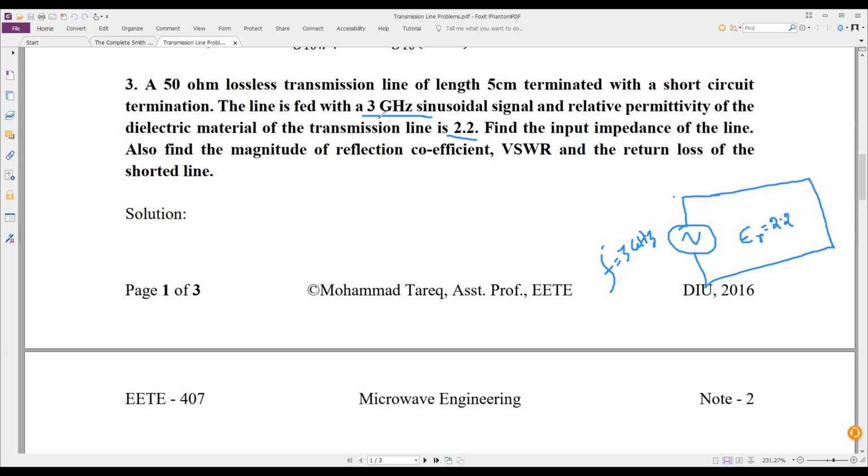And the 50 ohm is not the epsilon R, it is the characteristic impedance of the line. The epsilon R is 2.2, not 50 ohm. Now find the input impedance, that is Zin of the line. Also find the magnitude of the reflection coefficient, VSWR, and the return loss of the shorted line. So you have to calculate these things.